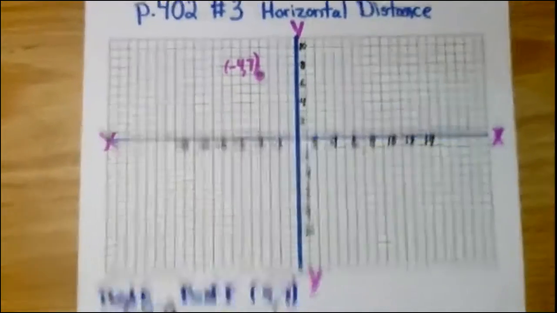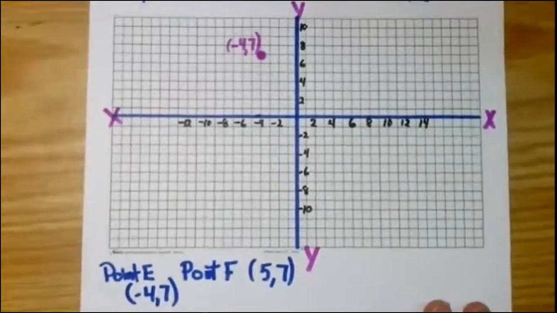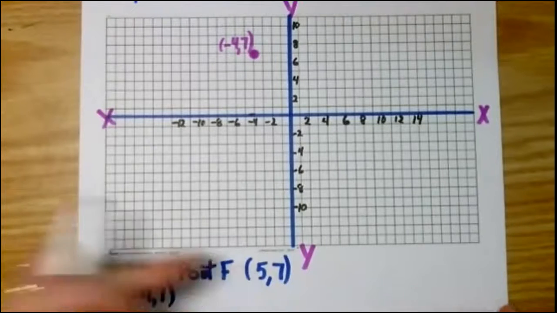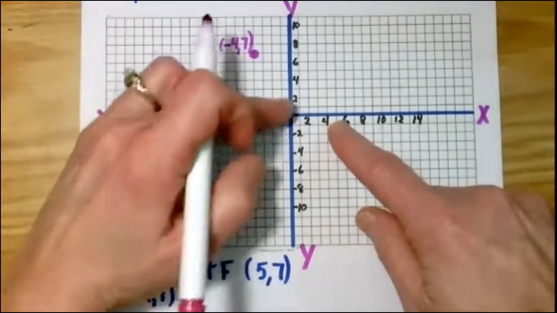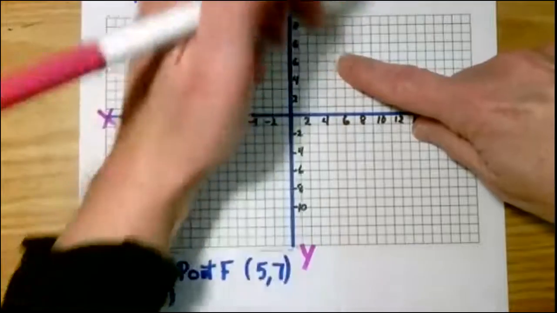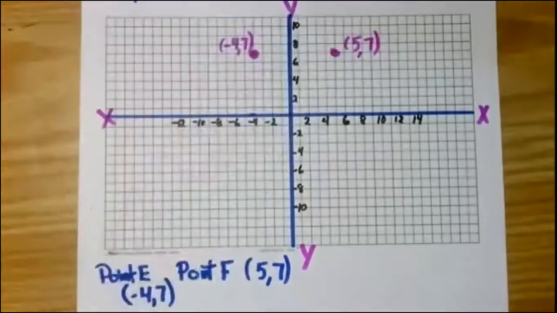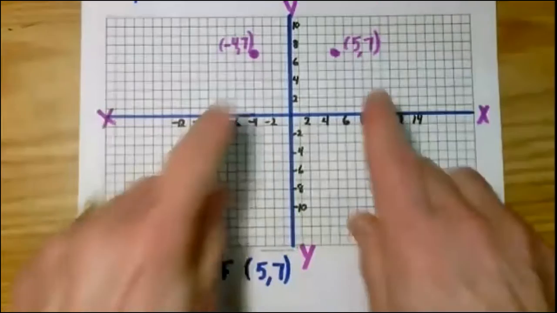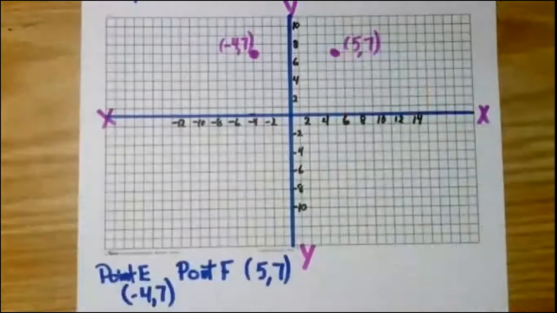And then the other point is 5, 7. So 5 is your X value, and that's going to be on the positive or the right side. There's 5. 7, we're going to have to go up again because it's positive. So we find the 7. We find where the 5 and the 7 meet. That is 5, 7. Now, we want to figure out how far apart these 2 points are from each other. What are their distances apart?